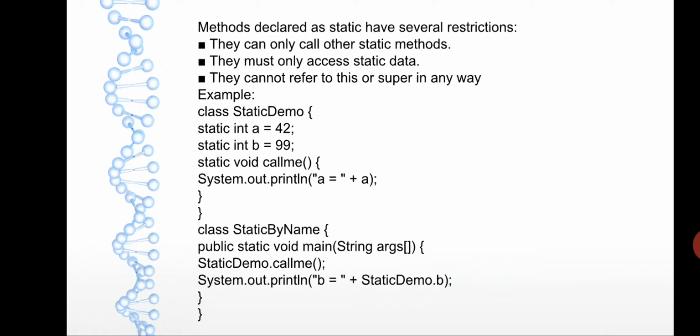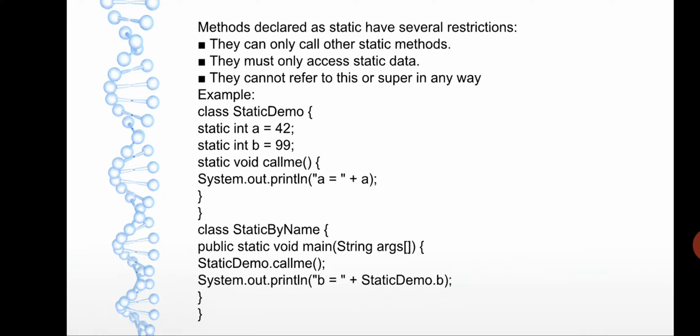This is nothing but the currently accessed object, the present object you are dealing with, so that this pointer will be pointing to that particular object. That is the this keyword. In the previous video I already uploaded this concept. Super we will discuss in the upcoming chapters. Now these three are the restrictions.